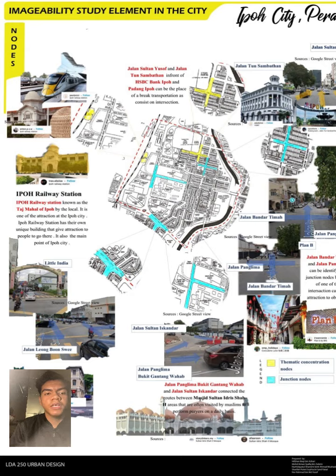Then the other one is a junction node. Jalan Bandar Timah and Jalan Panglima can be identified as junction nodes because the intersection can give attraction to the observer. And the last one is about Jalan Panglima Bukit Gantang Wahab and Jalan Sultan Iskandar, which connect the roads between Masjid Sultan Idris Shah to areas that are often visited by Muslims to perform prayers on a daily basis. I think that's all. Thank you.